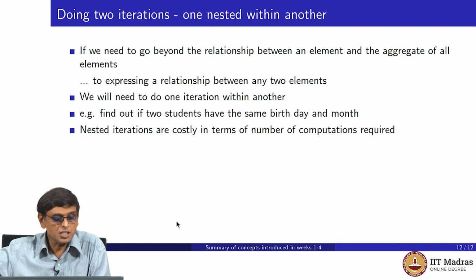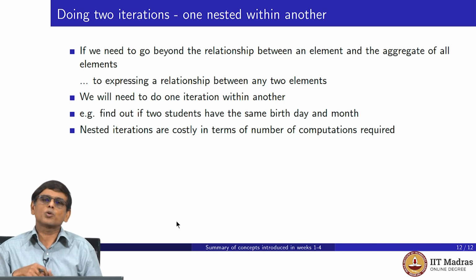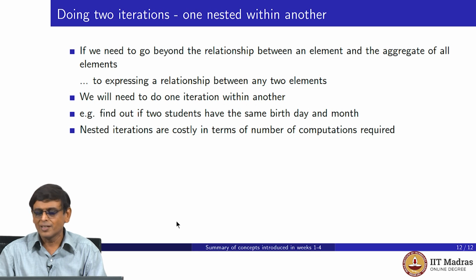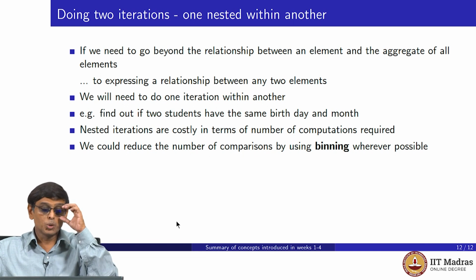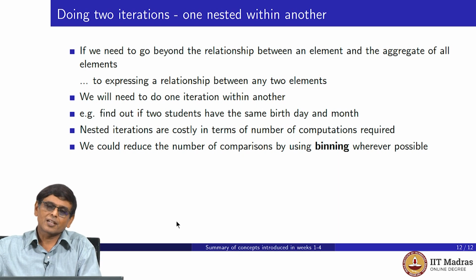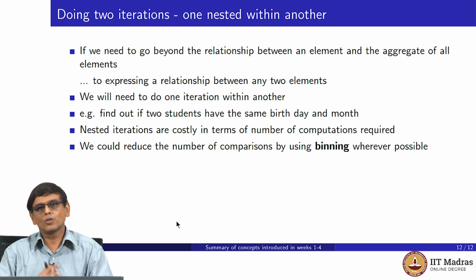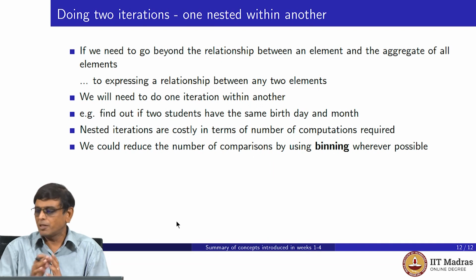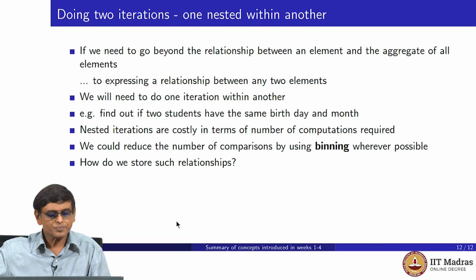As we have seen, this is very costly, because you have to compare every element with every other element, so a large number of computations are required. You could try to reduce the number of comparisons by binning wherever possible. We saw that you could reduce the number of comparisons in this birth date problem by looking only inside one month. So you can bin by month and then do the comparison, which reduces the number of comparisons.